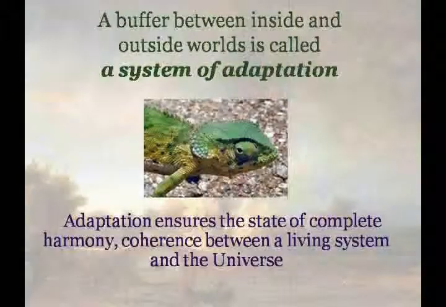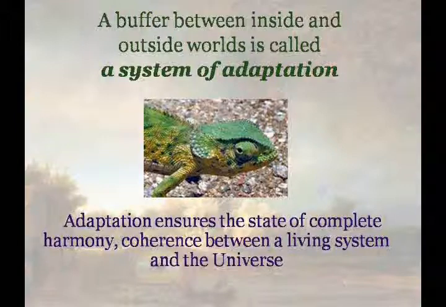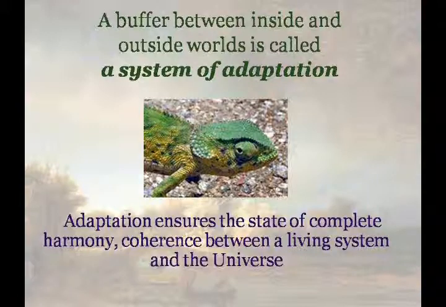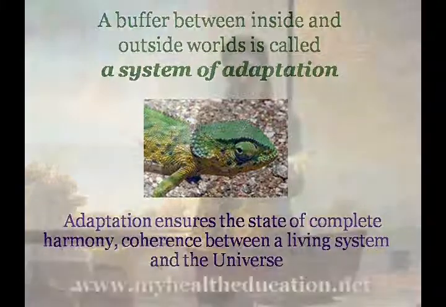Now imagine that we have to keep constancy of the internal environment in the ever-changing outside world. The outside environment is never stable. So what do we need? We need a buffer between the inside world and the outside world. And the buffer is a system of adaptation. We can't expect the outside world to change according to what we want. We rather change according to the outside world.